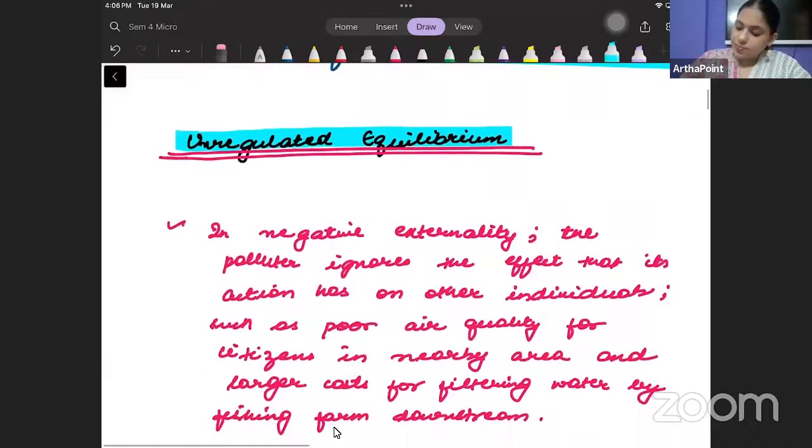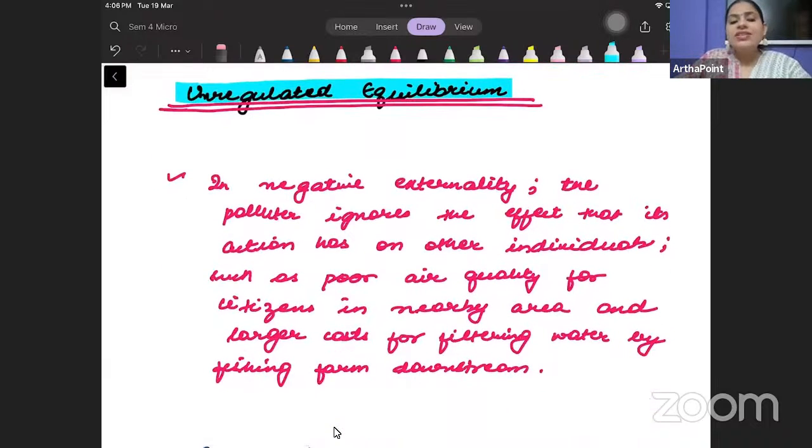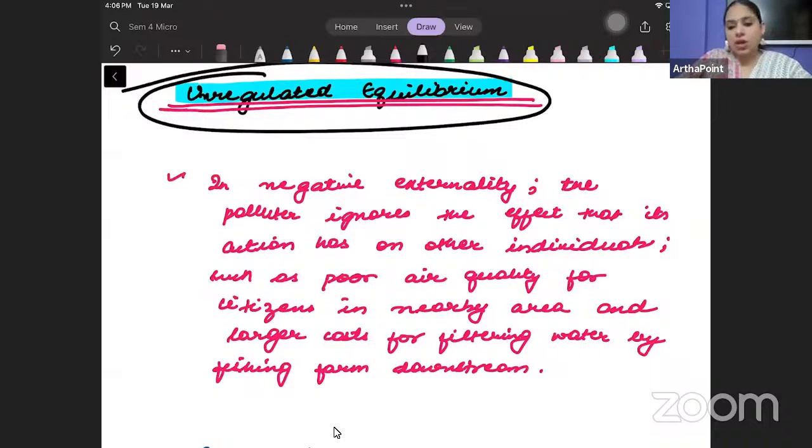Okay, beta. Now, let us talk first of all about unregulated equilibrium. तो बेटा unregulated equilibrium का क्या मतलब है? By unregulated equilibrium, it means that we need to find such an equilibrium. हमें एक ऐसा equilibrium निकालना है where we don't consider externality at all.